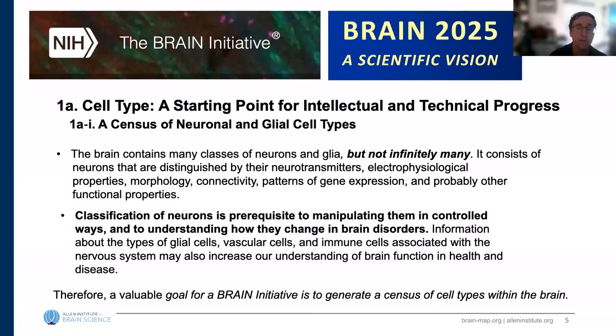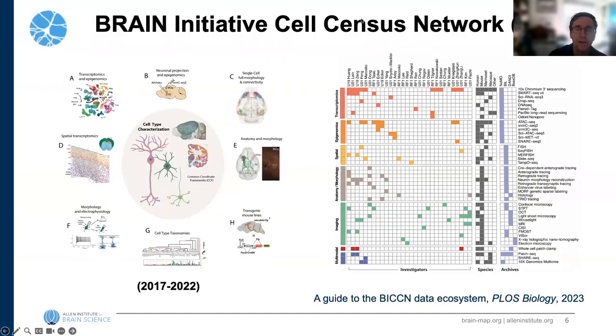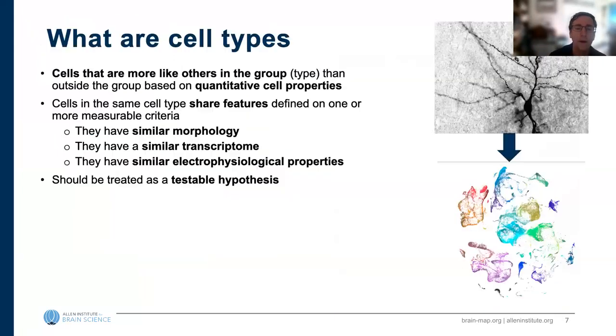The first step in this was the establishment of a group to profile and investigate the possibility of a large-scale census in the brain. After a preliminary period of a few years developing technologies, this was launched as the Brain Initiative Cell Census Network, a set of scores of investigators and laboratories utilizing very sophisticated multimodal techniques toward the profiling and analysis of cell types. You can also read about this in an ecosystem paper recently published in PLOS Biology.